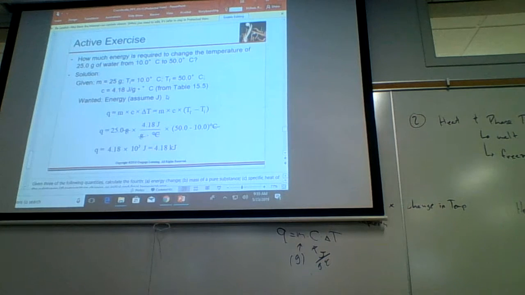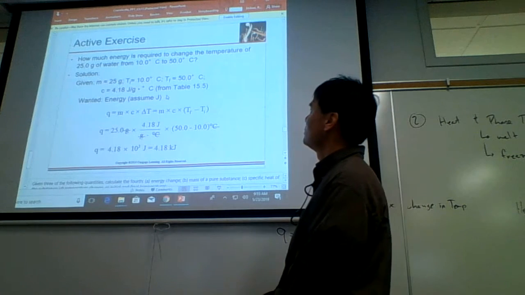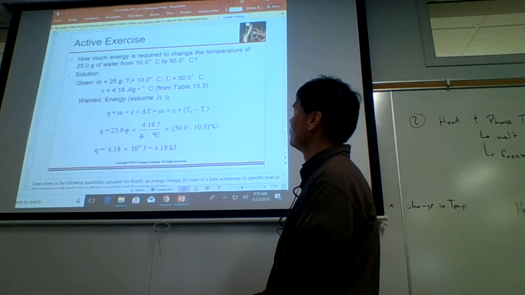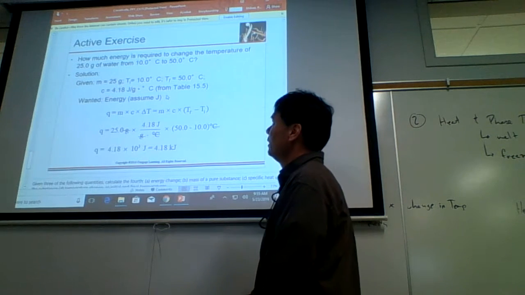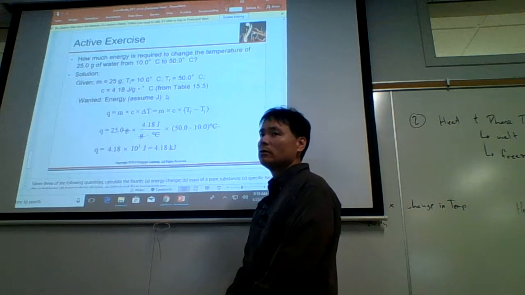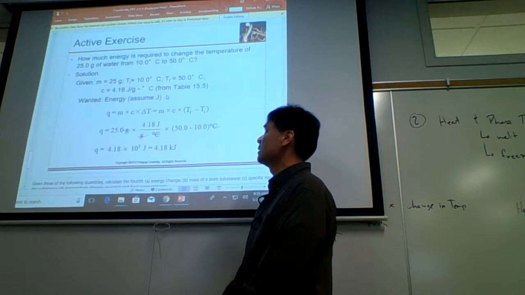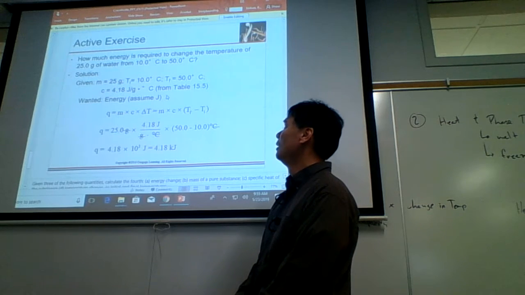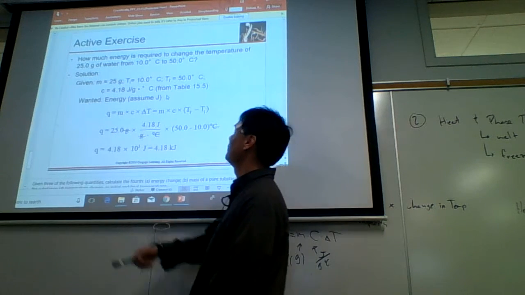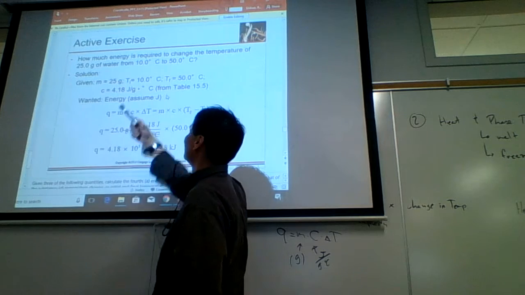How much energy is required to change the temperature of 25.0 grams of water from 10 degrees C to 50 degrees C? Here, it's staying as liquid water. There's no phase change. We're not going from liquid to solid or liquid to gas. It's just staying liquid water. So what we're doing is warming up an object from 10 degrees C to 50 degrees C.